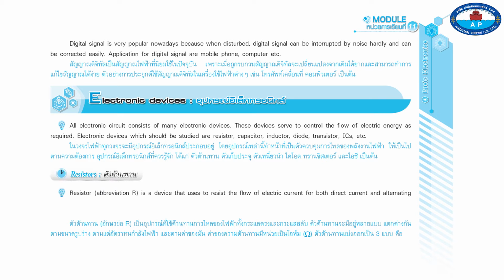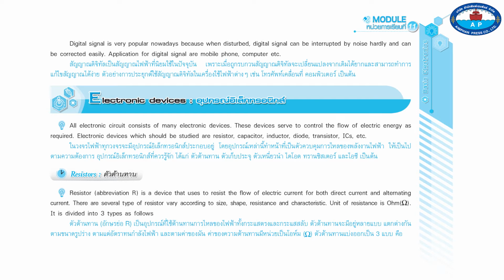Resistors. A resistor, abbreviation R, is a device that is used to resist the flow of electric current for both direct current and alternating current. There are several types of resistor, varying according to size, shape, resistance, and characteristic. The unit of resistance is ohm. It is divided into three types as follows.